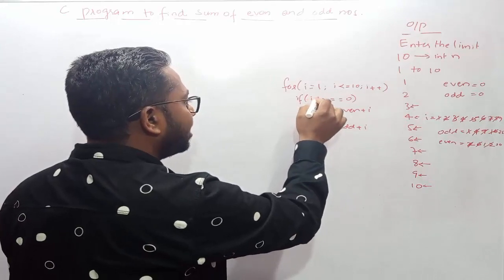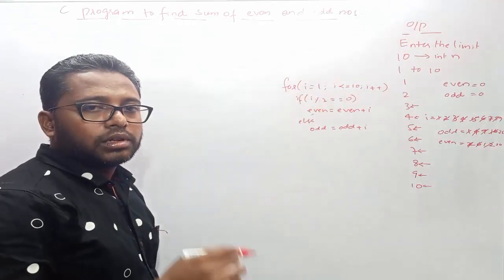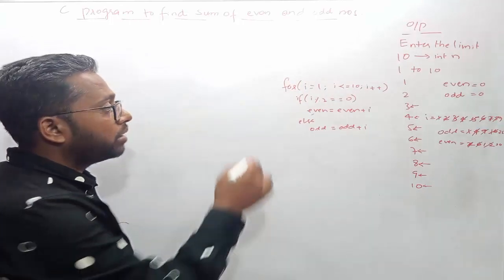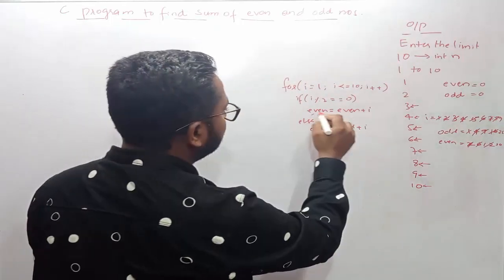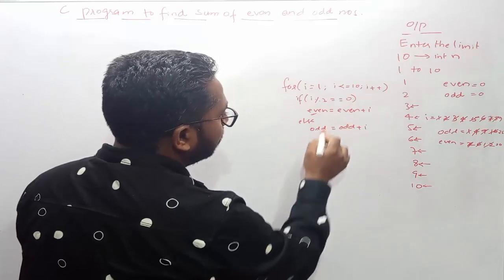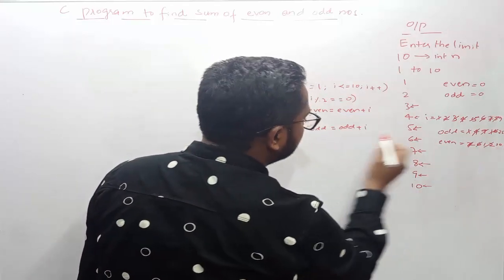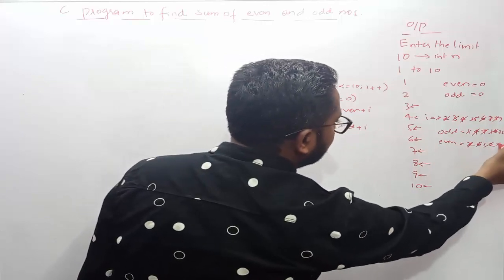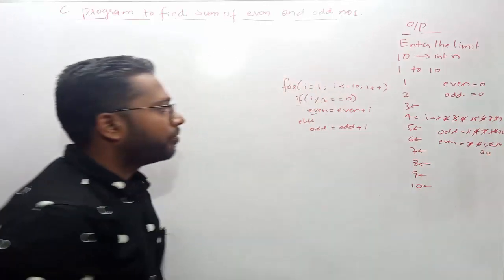I value is 10. 10 mod 2. Yes, 10 completely gets divisible by 2. That's why this block gets executed. E1 equals to E1 plus I. So E1 was how much? 20. So 20 plus 10, 30. Now E1 will become 30.